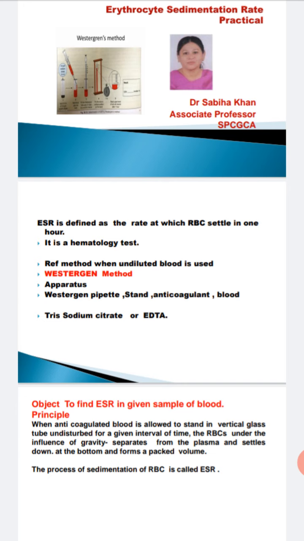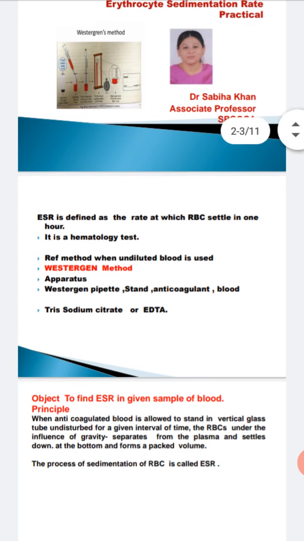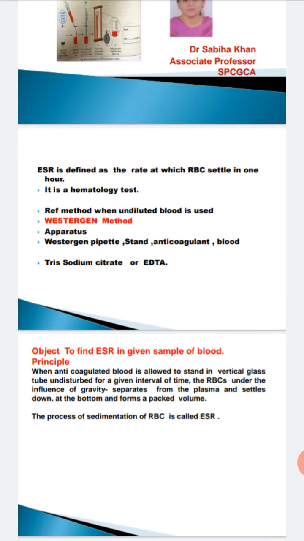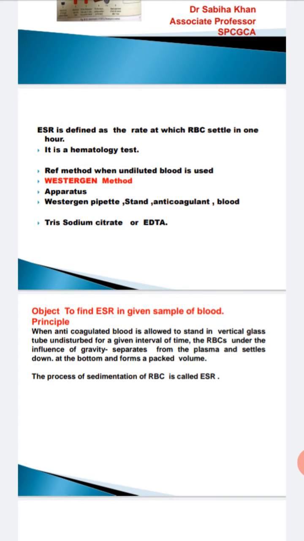The method we are using is the Westergren method. What is the apparatus? We require a Westergren pipette, a Westergren stand, anticoagulant, and blood, and we use sodium citrate, or we can take EDTA. So these are the requirements. Now the object. What is the object? Our object is that we want to find the erythrocyte sedimentation rate in a given sample of blood.